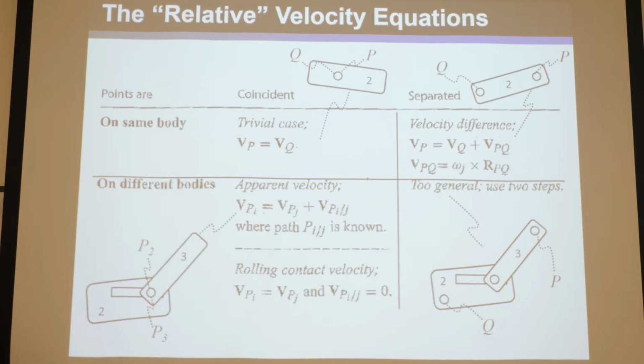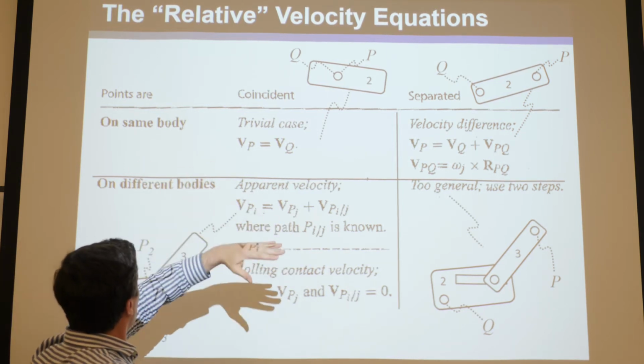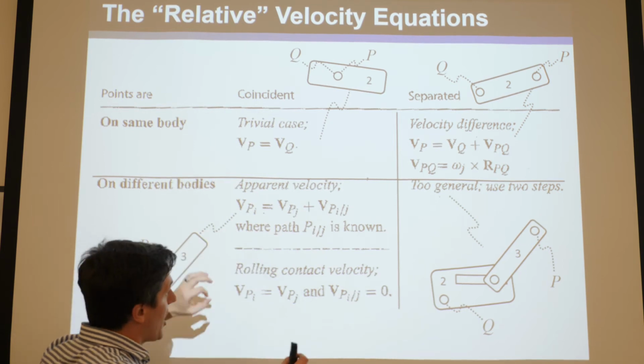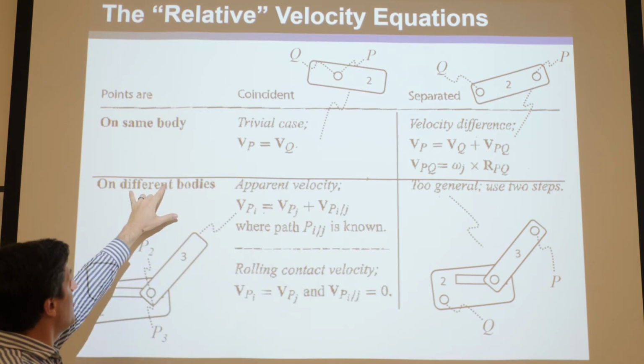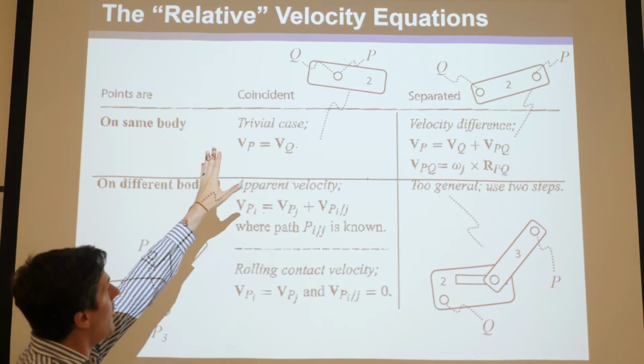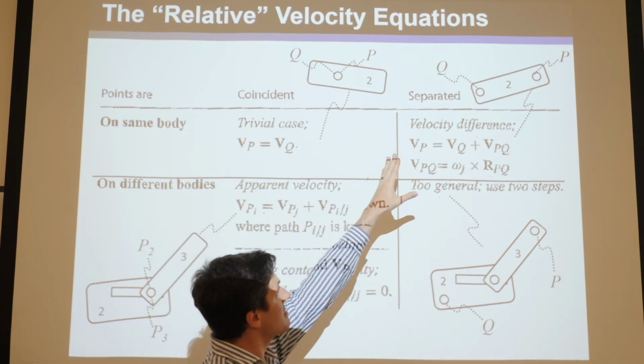Okay, so this is a slide that can help you sort out what I've taught. It's a little trivial for velocity analysis, but there's going to be a similar one for acceleration analysis that's going to be very useful. It's like a quad chart where the top row means you're talking about 2 points on the same body, like P and Q, and this bottom row is two on different bodies. And then this column is whether the points are coincident, and this column is whether they're separated.